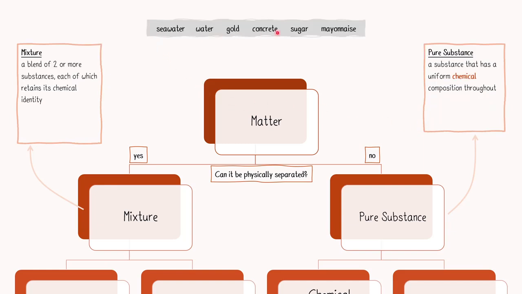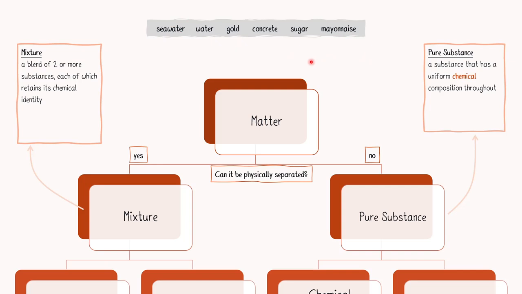So now we will have a little exercise. On the top here you can see some examples. We have seawater, water, gold, concrete, sugar, and mayonnaise. And now I want you to pause this video and sort these entities into being a mixture or a pure substance.